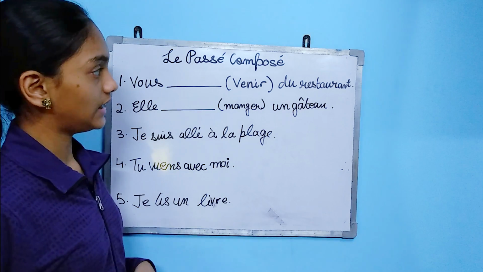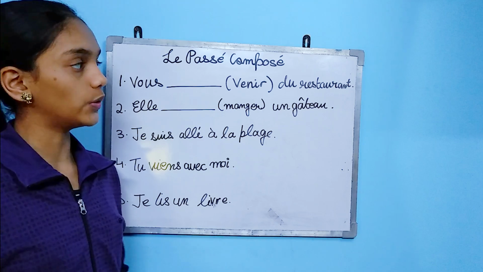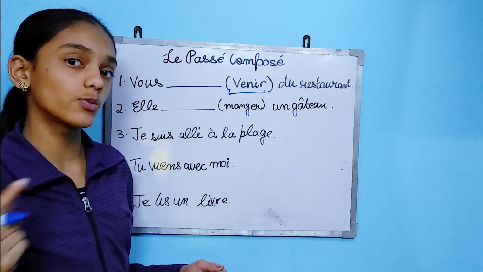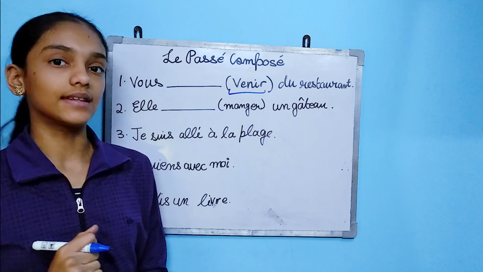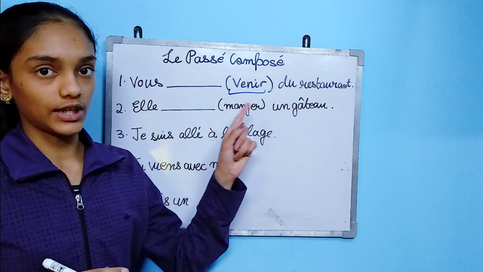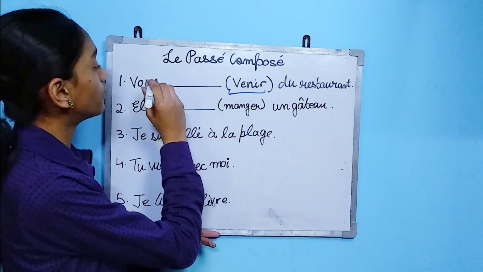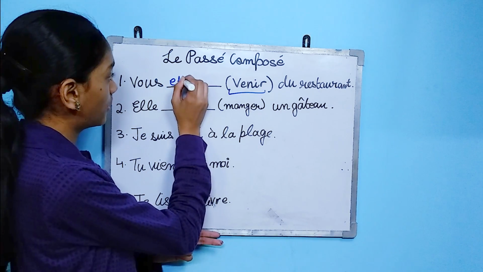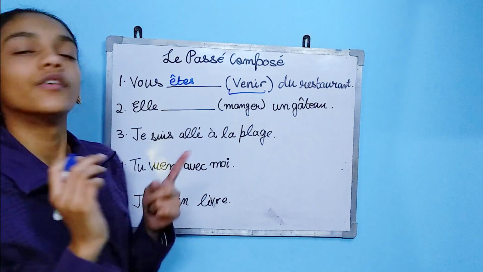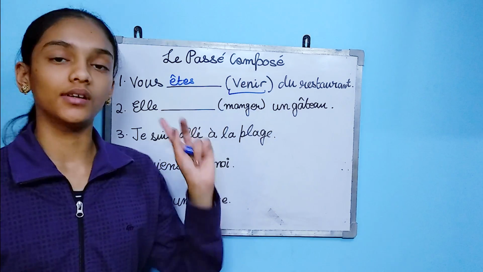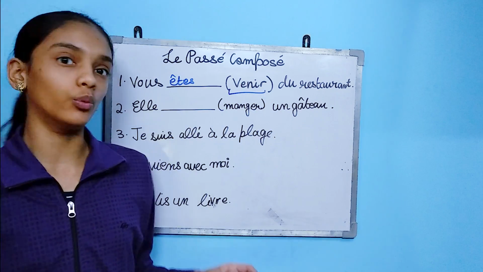Vous dash venir du restaurant. Venir, it is in the Dr. Mrs. Van der Trump list. Yes, it is. So it is conjugated with être. First, vous. For être, conjugation it vous êtes. First thing done. Next, writing the past participle. For venir, it's venu.